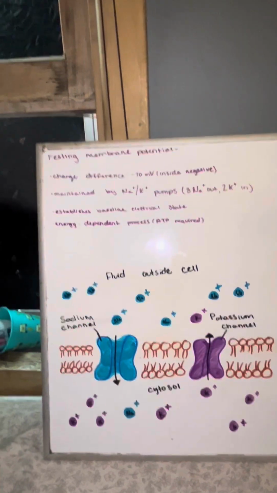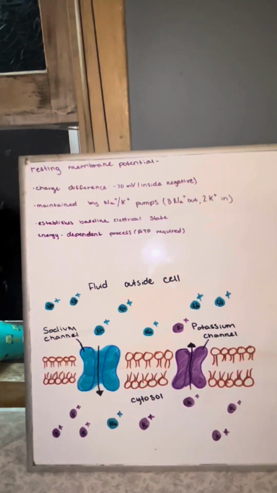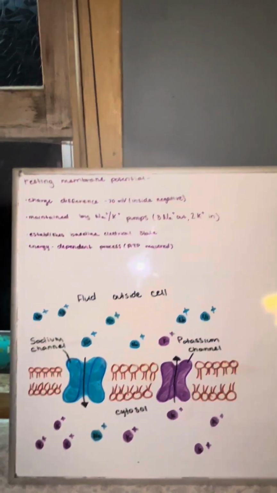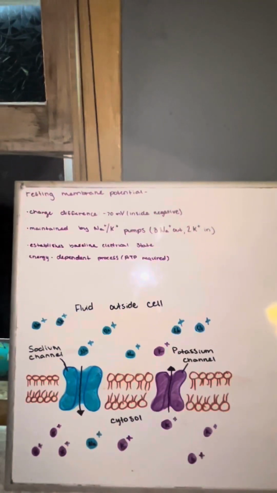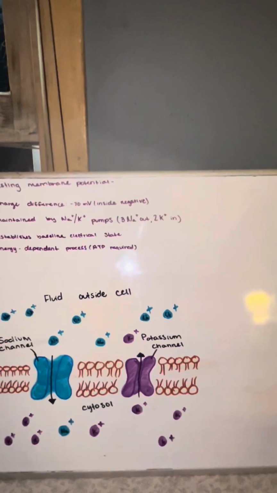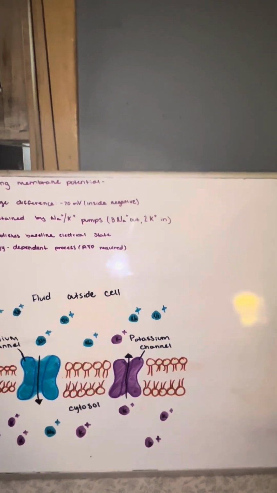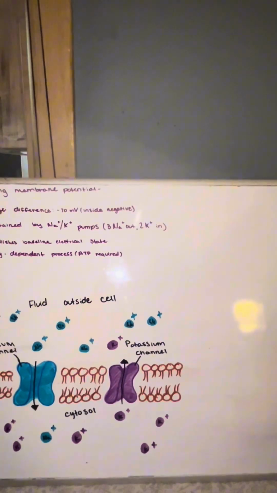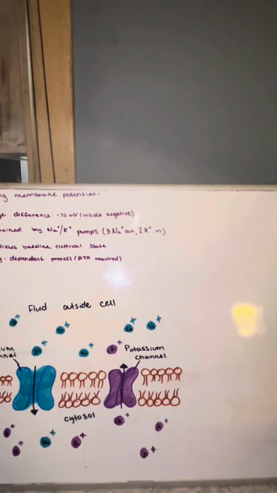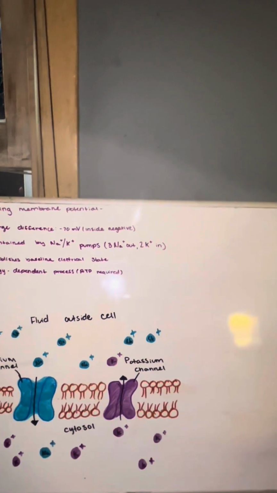First, resting membrane potential. At rest, neurons have a charge difference across their membranes, about -70 millivolts inside. This is called the resting membrane potential. It's maintained by sodium-potassium pumps that move 3 sodium ions out and 2 potassium ions in, keeping the inside more negative. This balance prepares the neuron for activation.